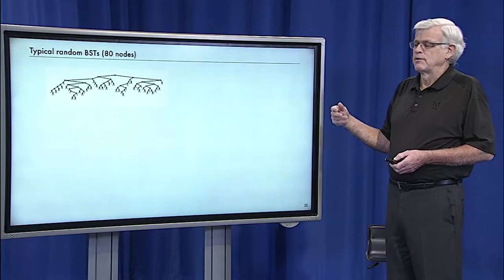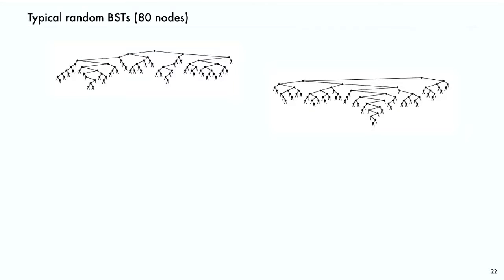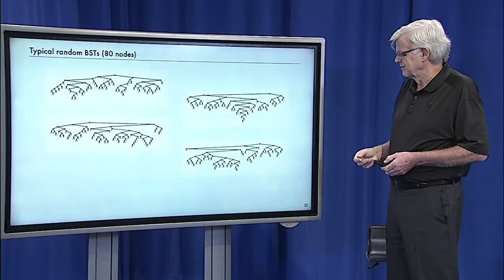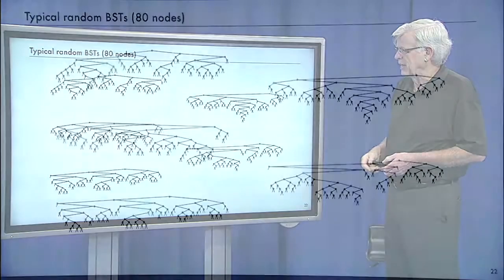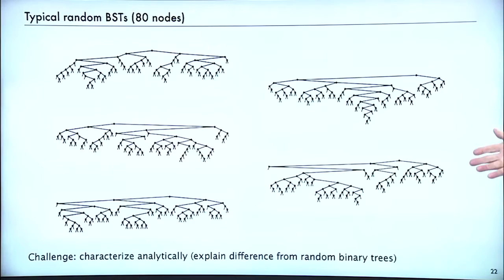And when you do that, if you have this BST built from 80 keys inserted in random order, you can see that the trees you get, they're different, but unlike what we saw for random binary trees with each tree taken equally likely, these are kind of balanced. Well, sometimes you get a little imbalance. So that's typical random binary search trees. And again, our goal is to characterize this analytically and explain why this is different from what we get with random binary trees. So we're going to analyze them both.